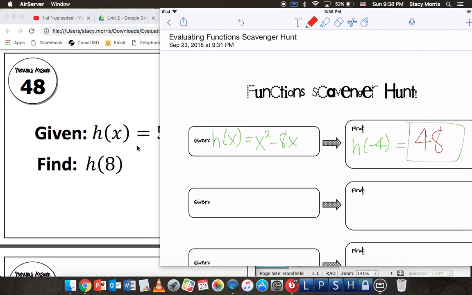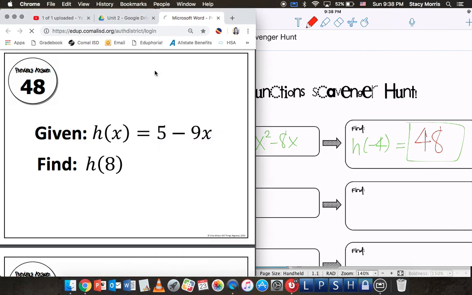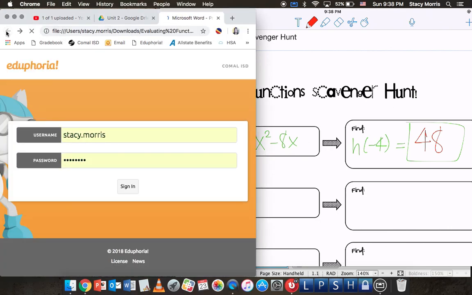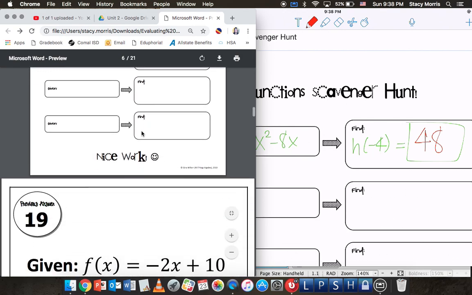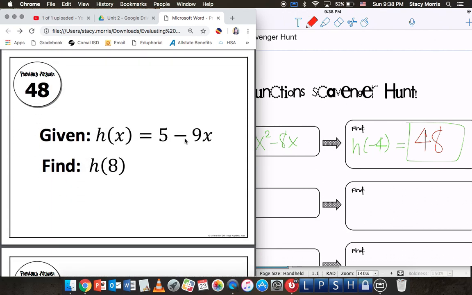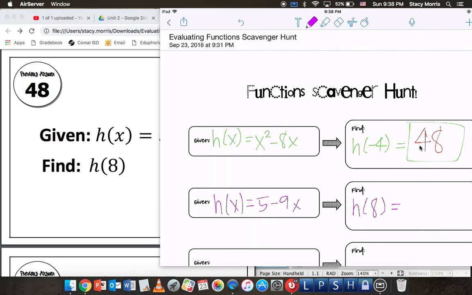All right, I'm going to show you briefly how to do the other one. I'm going to find the one that says 48. There it is. Okay, it happens to be the next one in my document here. So my next one is, oh, here we go, 48: h of x equals 5 minus 9x. So I'm going to write that on my paper here. And then I'm finding h of 8. So h of 8 equals, and then I'm looking for my answer. So 48 led me to this problem, 5 minus 9x. We're looking for h of 8.